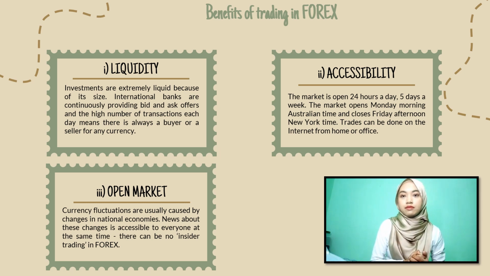Second, accessibility. The market is open 24 hours a day, 5 days a week. The market opens Monday morning Australian time and closes Friday afternoon New York time. Trades can be done on the internet from home or office. The last benefit is open market. Currency fluctuations are usually caused by changes in national economies. News about the changes is accessible to everyone at the same time. There can be no insider trading in Forex.